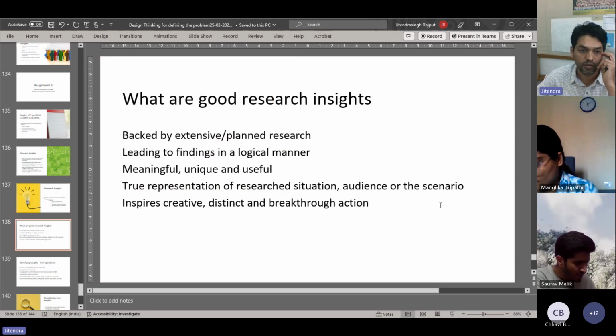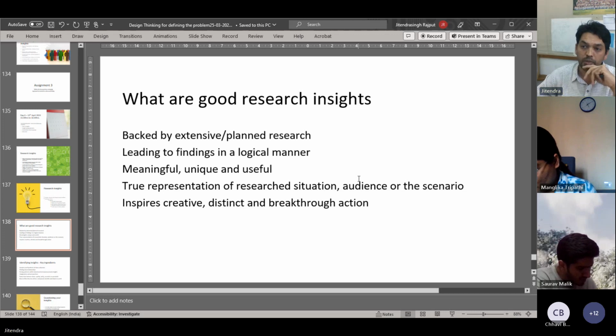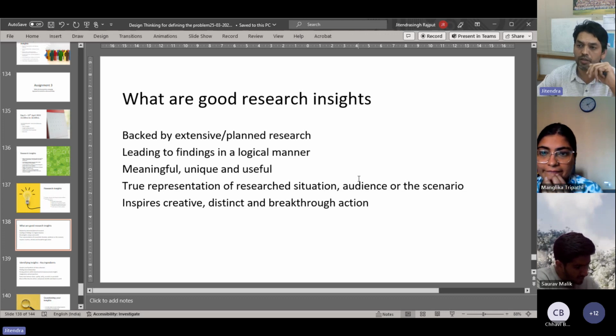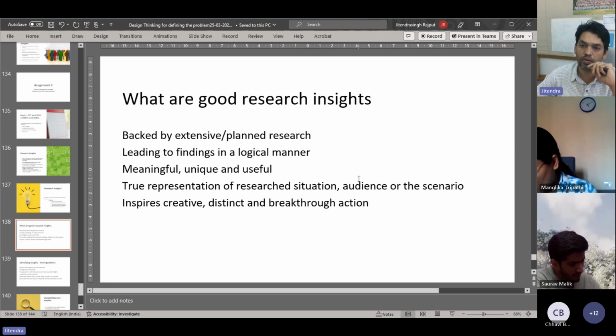Then comes good insights, mostly backed by extensive research. In some cases, you just come across some insights by fluke, by chance, by serendipity. But most of the entrepreneurs or enterprises who struggle to get the right insights invest heavily in research. Even though they have got some insights, they go and validate those insights. And that is where it is always backed by extensive and planned research activity.